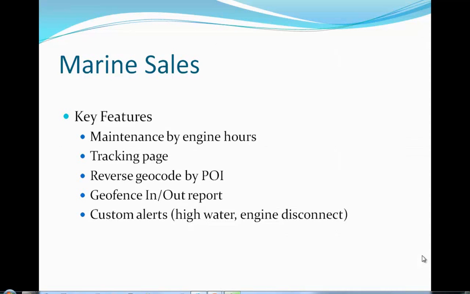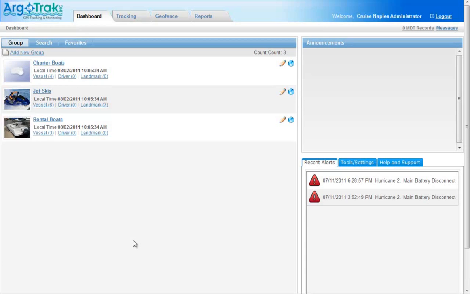So for these clients, we're going to look at things like maintenance by engine hours. In the marine environment, typically we're looking at engine hours, not by distance traveled. We're going to look at the tracking page, as there's a number of useful features on there. We're going to look at reverse geocode by point of interest, the Geofence in and out report, and some custom alerts such as high water or engine disconnect.